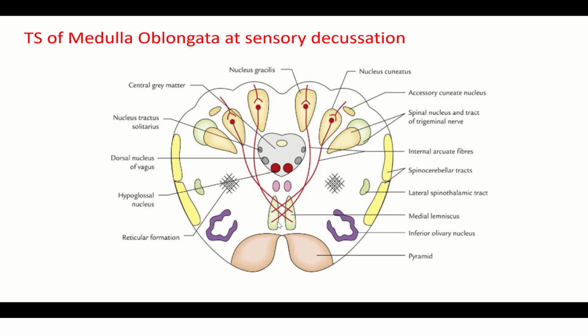So this is the sensory decussation, what you are observing. The internal arcuate fibers are the second order neurons from the nucleus gracilis and nucleus cuneatus which are decussating, and after decussation, they form the medial lemniscus. And you can also see the lower part of the inferior olivary nucleus, the reticular formation, the spinothalamic tract and the spinocerebellar tracts. So this comprises the gray matter and white matter. You can also see the pyramids.